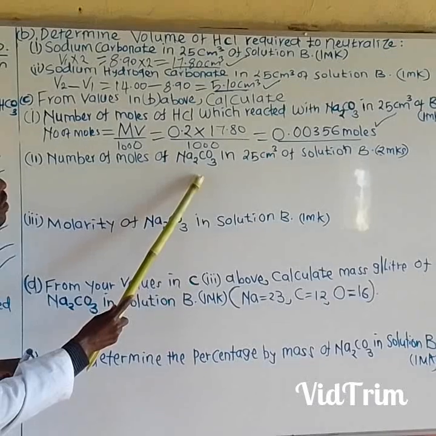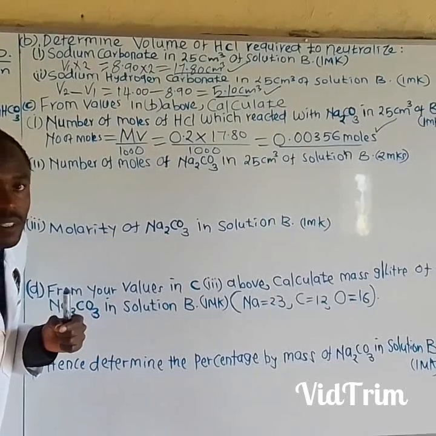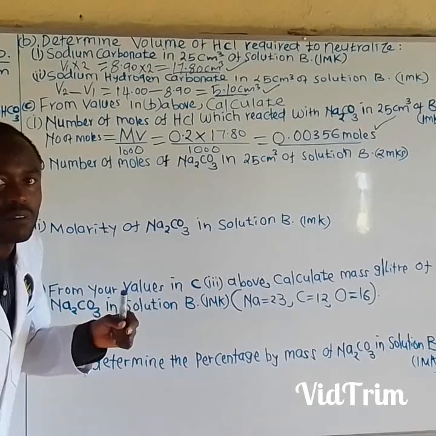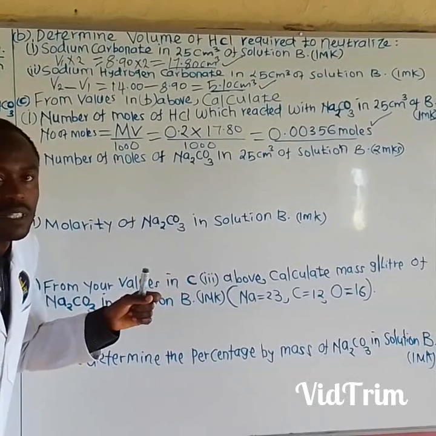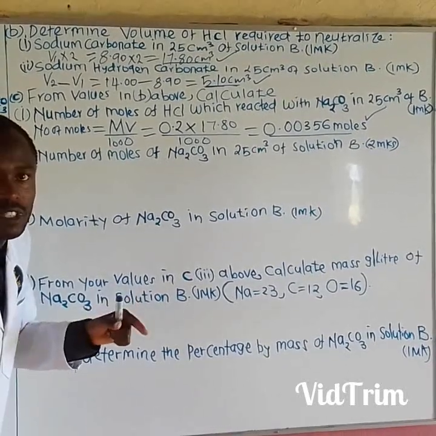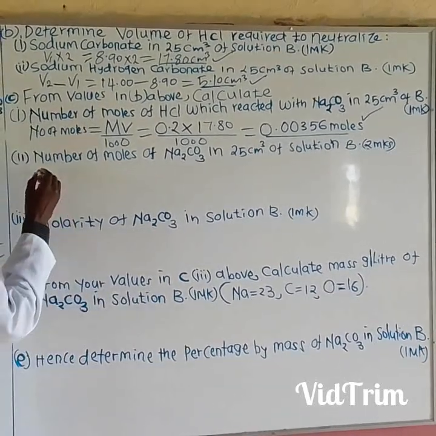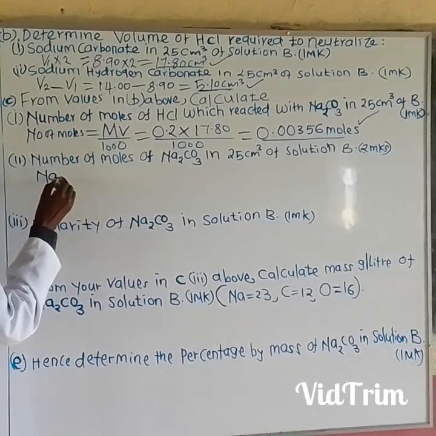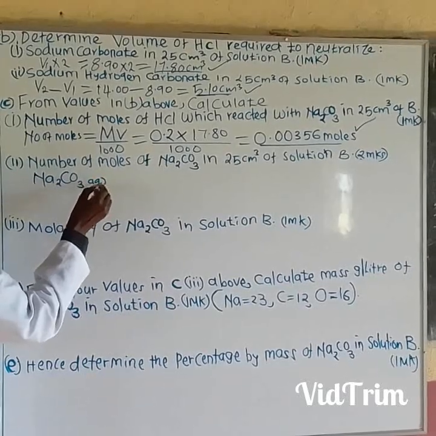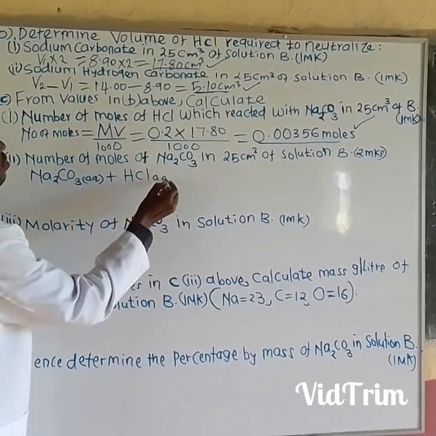Here, my student, if you want to know the number of moles of sodium carbonate in 25 which we pipetted, it is the same number of moles of sodium carbonate which reacted with solution A in the burette. Is it okay? So we need the mole ratio, and to get it we require the chemical equation for that reaction. So let us go. It is sodium carbonate, solution B, reacting with dilute hydrochloric acid solution A in the burette.